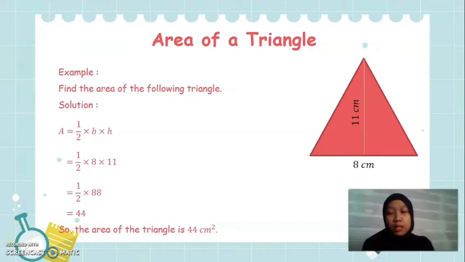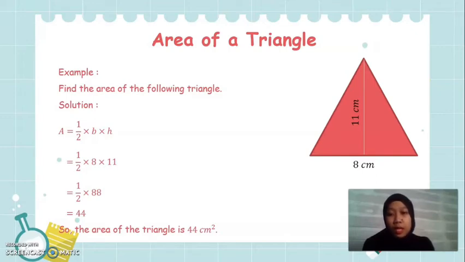Example, find the area of the following triangle. From the picture, we know that the base of the triangle is 8 cm and the height of the triangle is 11 cm. To find the area of the triangle, use the formula A equals a half times B times H. We substitute B with 8 and H with 11.